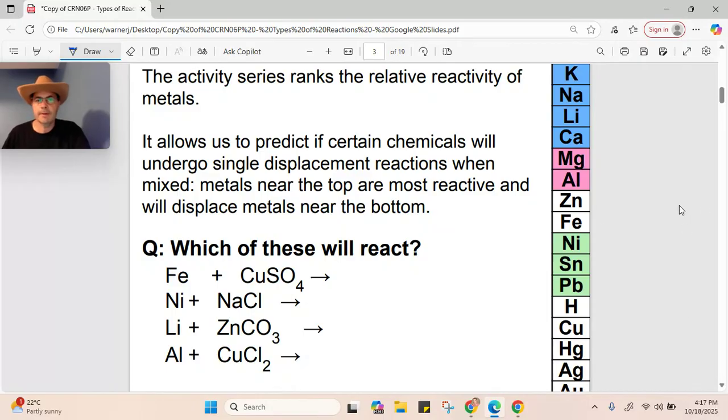Bear with me. All right, so here's an activity series on the side. Potassium's at the top, most reactive. Then we got sodium, lithium, and so on, all the way down to gold at the bottom of that list. So we're going to try and use this activity series to predict what's going to happen.